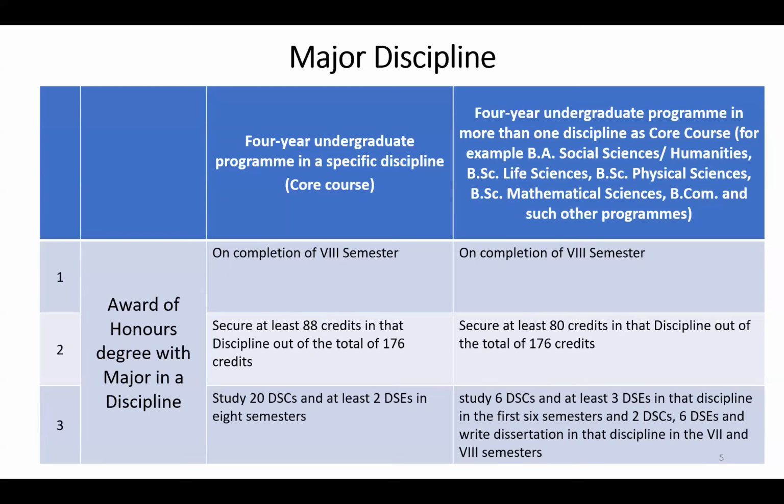But in this case, you have to secure at least 80 credits in the discipline in which you are seeking to secure the degree. Now, how do you accumulate these 80 credits? It will be 6 DSEs, and at least 3 DSEs in the discipline in the first 6 semesters, and 2 DSEs and a written dissertation in that discipline in the 7th and 8th semester. That's how you accumulate your 80 credits for that subject to qualify as your major discipline.